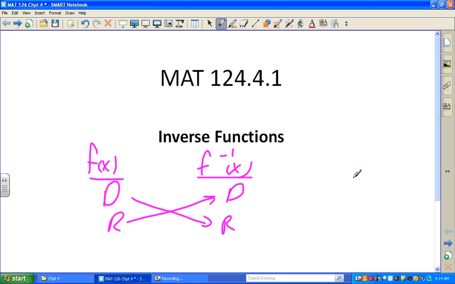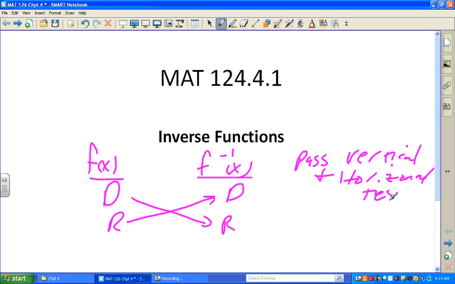Anything else? It passes the vertical line test. Okay, so it has to pass the vertical and horizontal line test. Do you remember what that was called? There's a name for it. Yes, one-to-one. That's known as one-to-one.